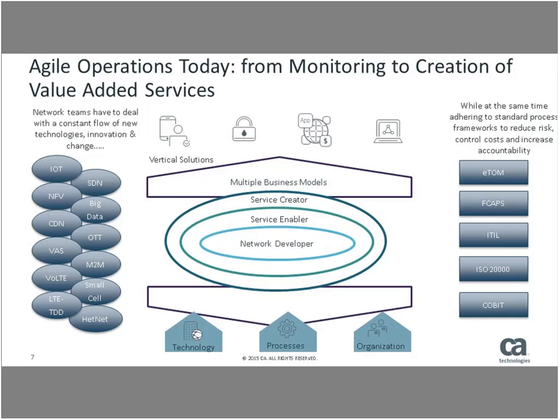So the customers that we've seen who are most successful in this space are customers who have taken their core capabilities and, rather than just being a monitoring team, really started to work across the silos of their organization to become a business enabler. So really reaching out and talking to the lines of business, understanding what they're doing, enabling them to roll out services more dynamically, and at the same time lowering their risk.